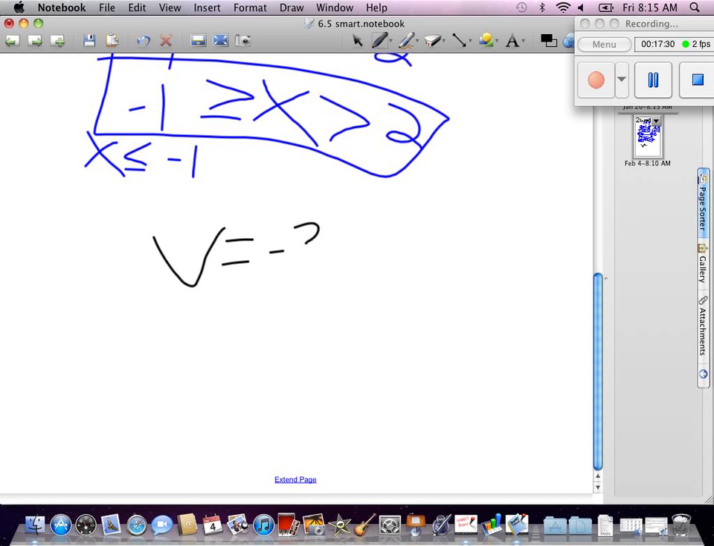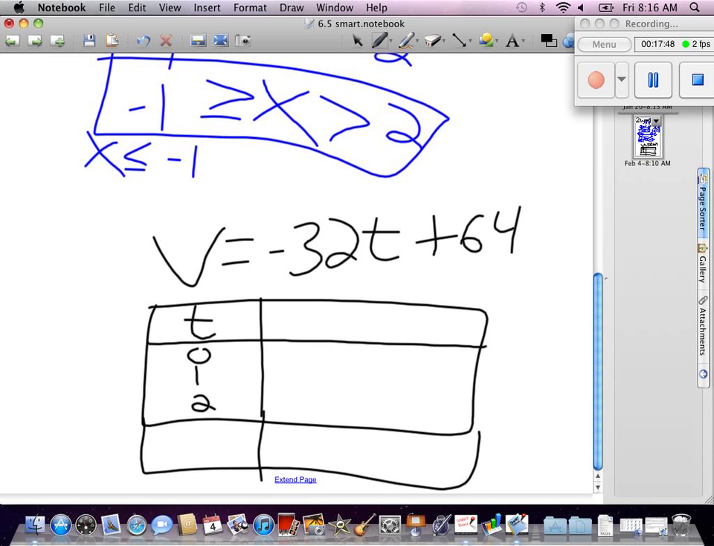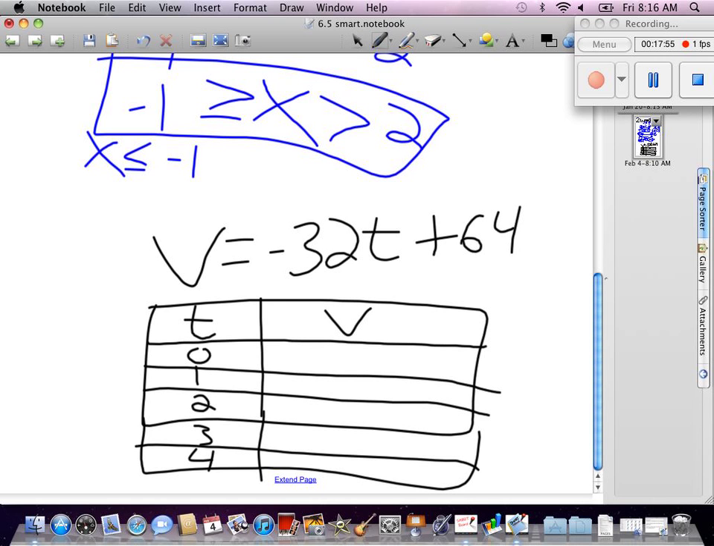Velocity equals -32t plus 64. We want to make a table where we plug in t from 0, 1, 2, 3, and 4, and find out what the velocity is. So this is probably where a calculator comes in really handy, because all you're going to do is plug those numbers in for t.